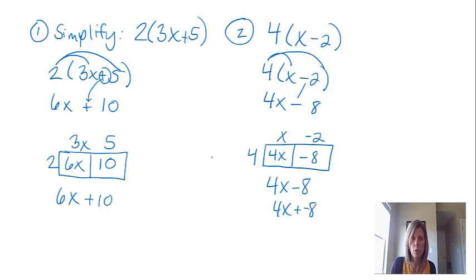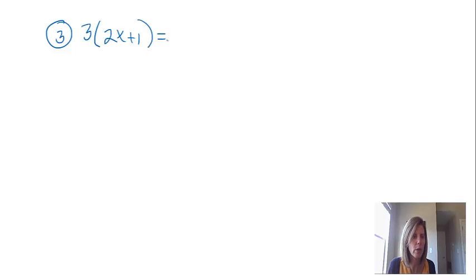So now we're going to actually use it when we go to solve problems. So if I have problem number 3, we have 3 times 2x plus 1, and that is going to equal 15. All right, so the first thing that I want to do is deal with this distributive property. I think I'll do this one with the area model, and I'll do the other one with parentheses.